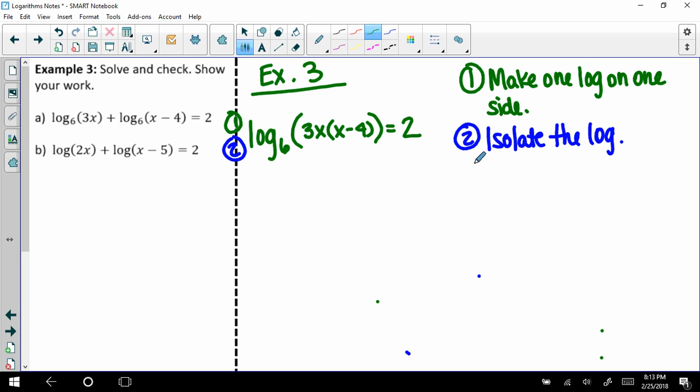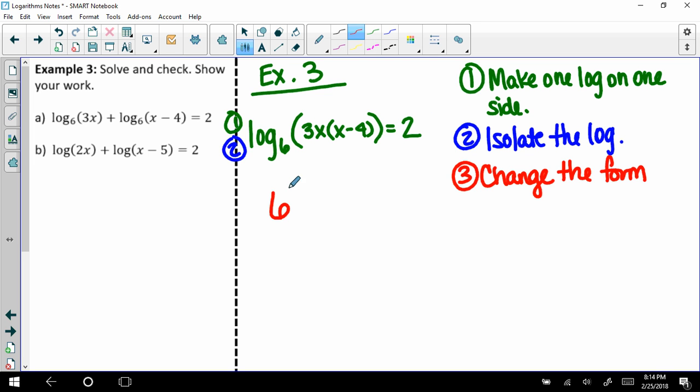Okay, then step 3 is going to be to change the form. After we isolated the log, we change the form. So it's in log form, so then we change it to exponential form. Okay, so then we have 6 as my base. These aren't together, so 2 is my exponent, and it's going to equal everything inside the log, which I'm going to go ahead and distribute out. So that would be 3x squared minus 12x, because that's everything that would be inside the log. Okay, so now we have this. So then your last step is going to be to solve for the variable.